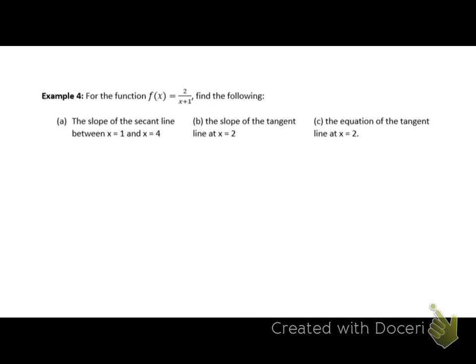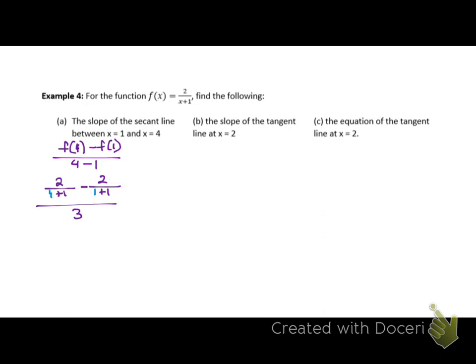The slope of the secant line is between x equals 1 and x equals 4. So just like last time, we're finding f of 4 minus f of 1 over 4 minus 1, because remember the slope of the secant line is given by the slope formula, the slope formula that we've known since we were in Algebra 1. We're taking 4 and 1 and plugging it into the equation. So we have 2 over 4 plus 1 minus 2 over 1 plus 1, all over 4 minus 1, which is 3.